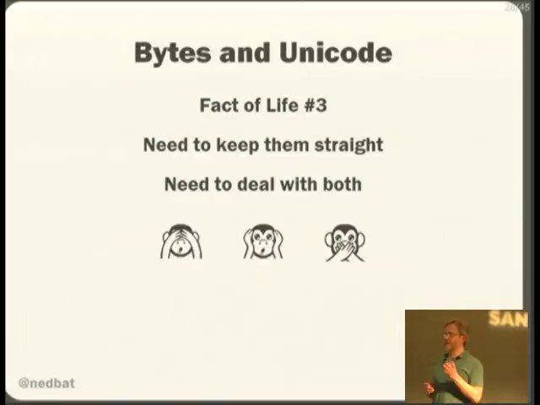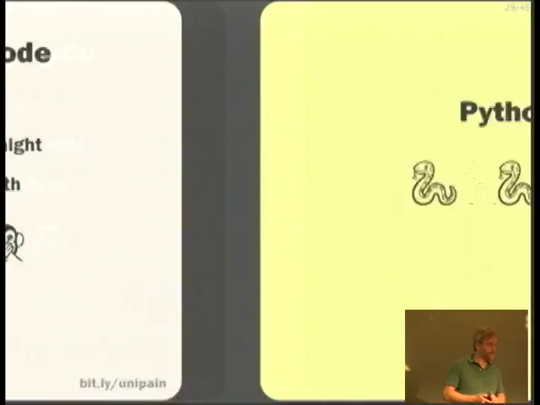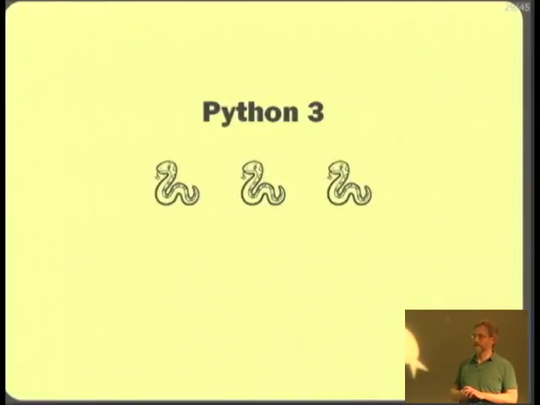So, fact of life number 3. You have both bytes and Unicode, and you need to keep them straight. This needs to be in your mind. There are two things, and I will deal with both of them. You cannot cover your eyes and hide your head in the sand and just pretend the problem doesn't exist. You have to deal with it. All right, let's talk about Python 3.